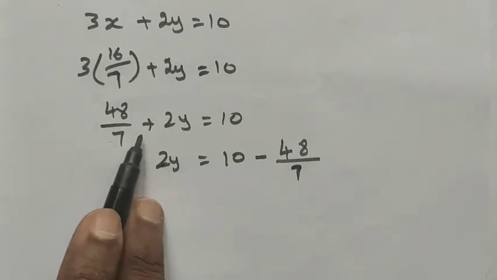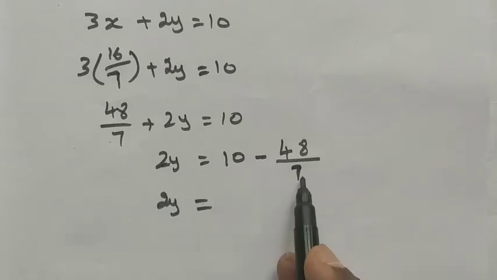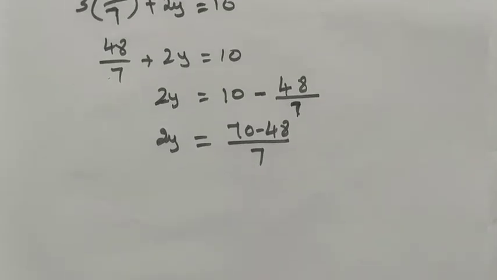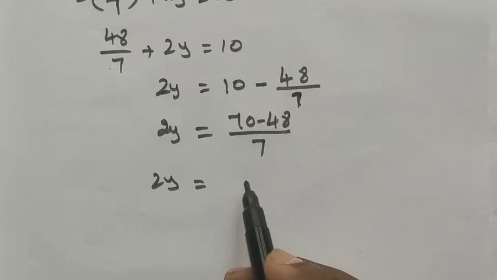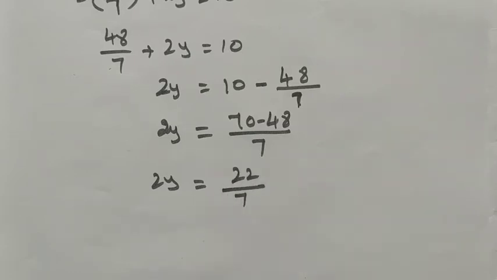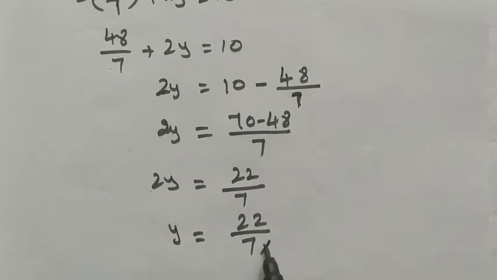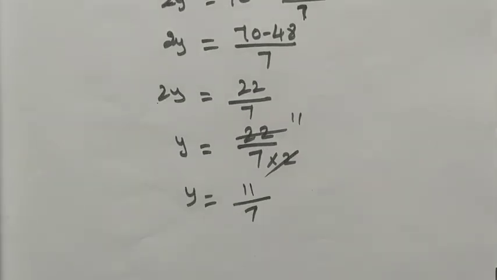Here you have different terms. If I take the LCM, 2y is equal to 7 tens are 70 minus 48, whole divided by 7. Then 2y is equal to 70 minus 48, that is 22 divided by 7. Now we want to find the value of y. y is equal to 22 divided by 7. I take this 2 to the other side; since it is in multiplication, it should go to the denominator. 2 elevens are 22. Then y is equal to 11 divided by 7.